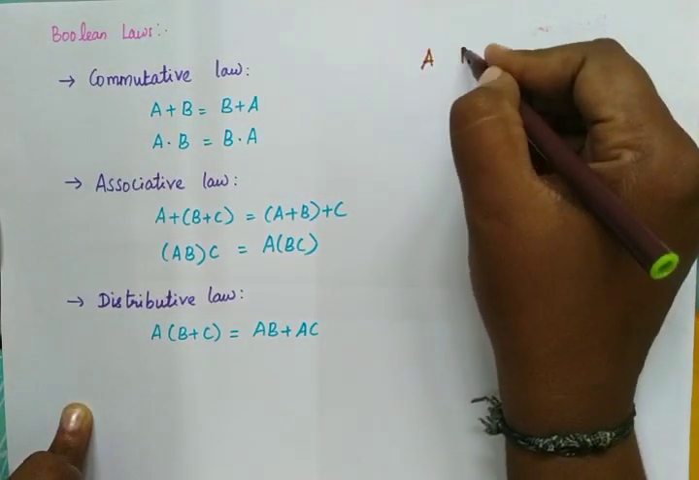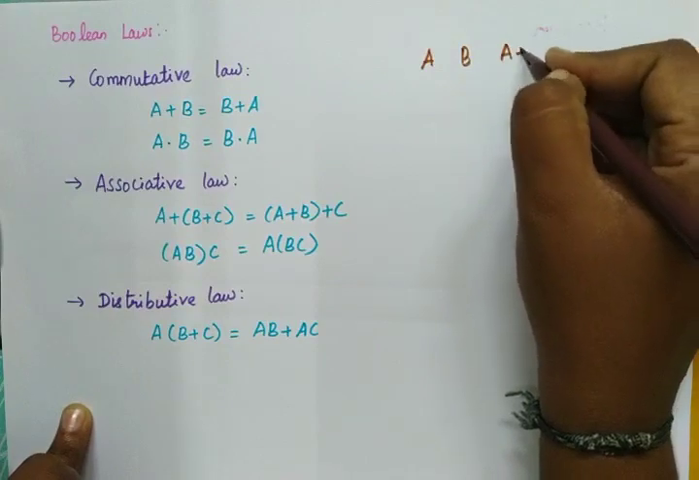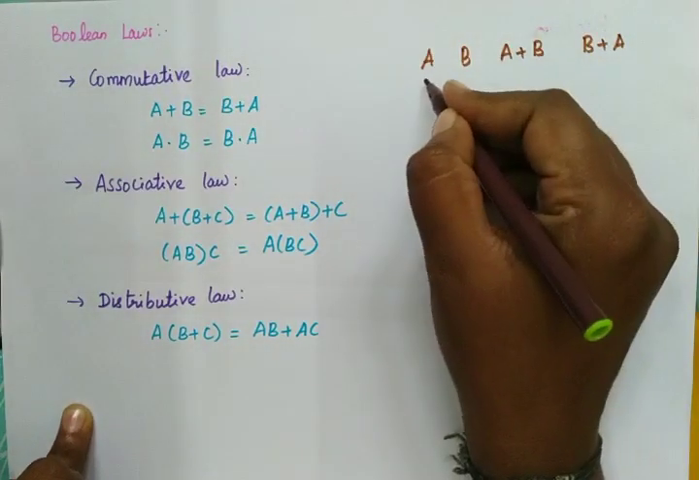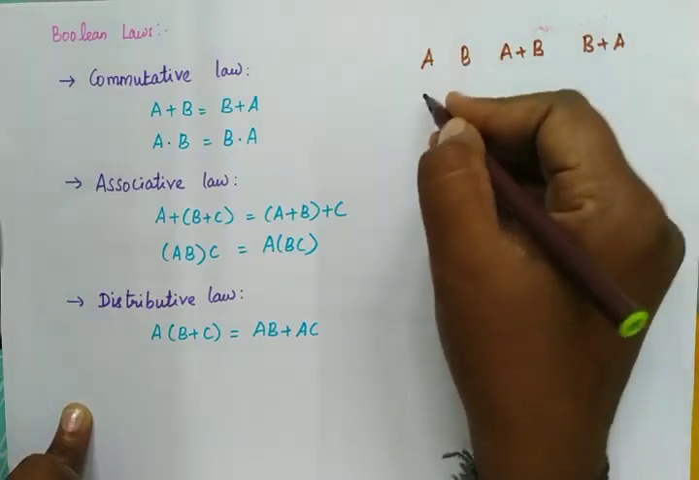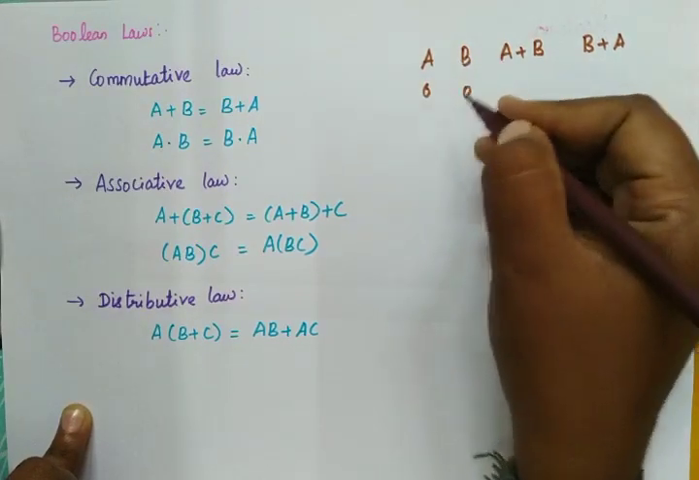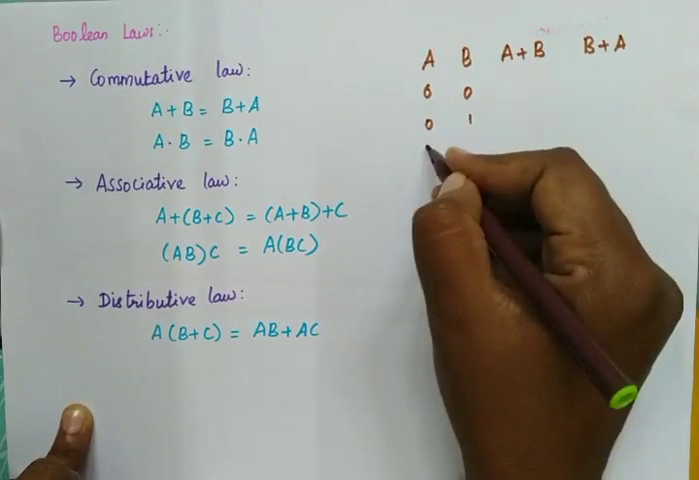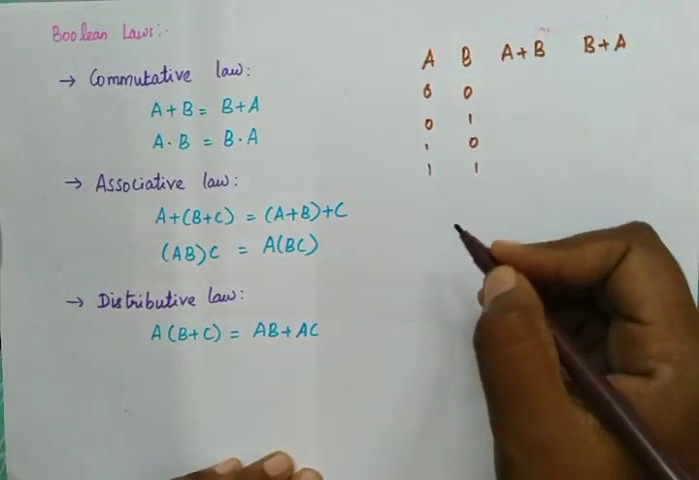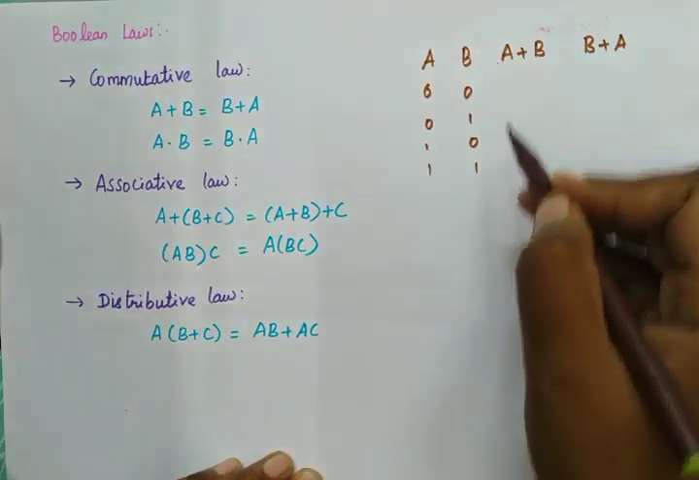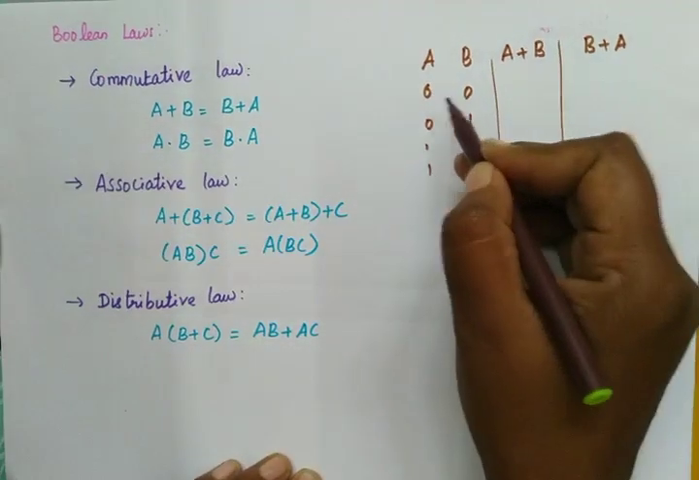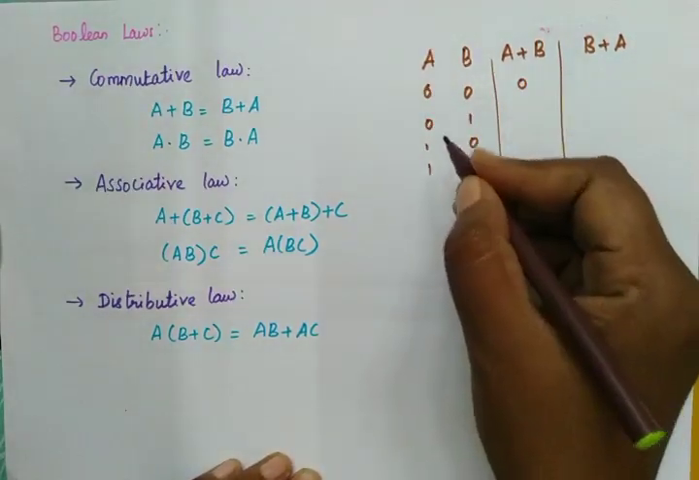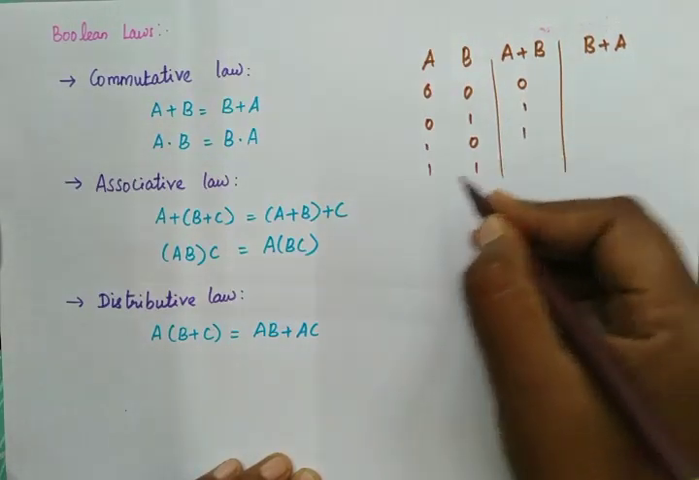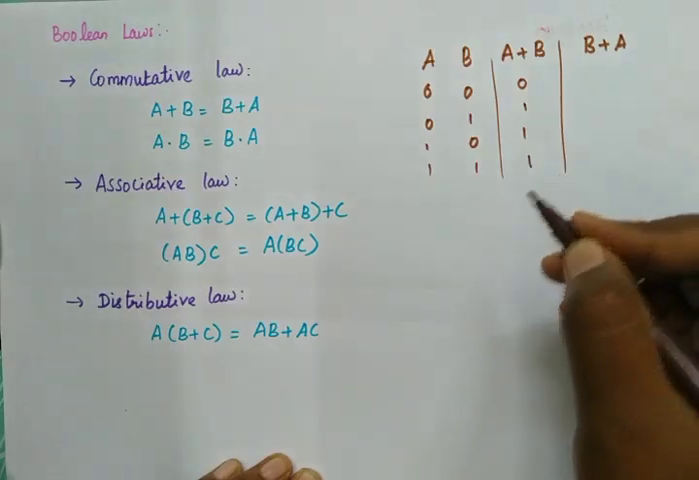Let us write a plus b, b plus a. Since we have only two variables, we have to write 0 0, 0 1, 1 0, 1 1. Now what is a plus b? 0 plus 0 is 0, 0 plus 1 is 1, 1 plus 0 is 1, 1 plus 1 is 1.